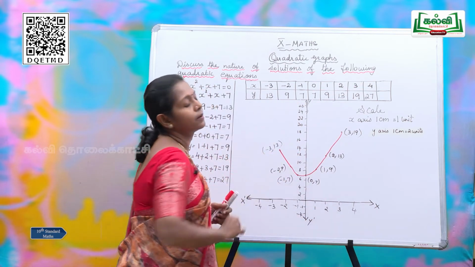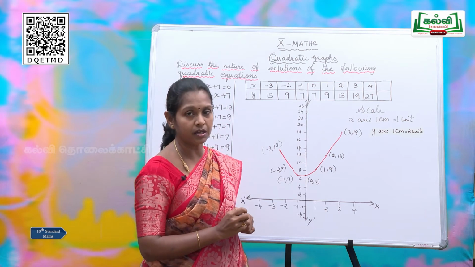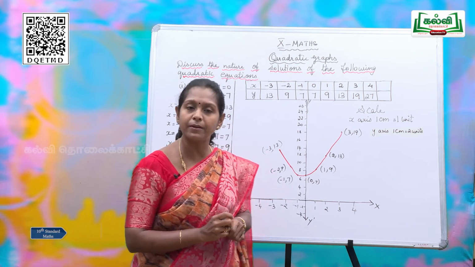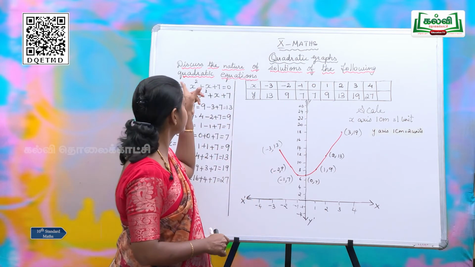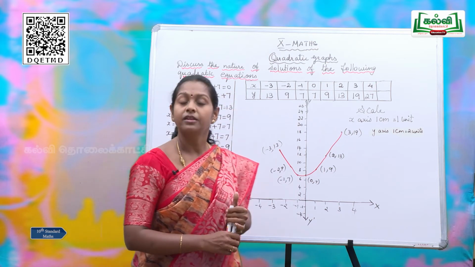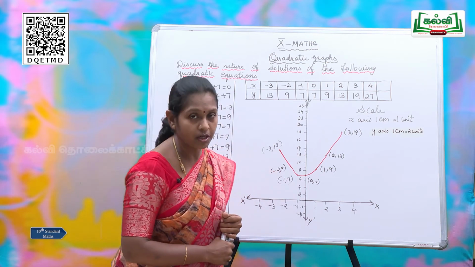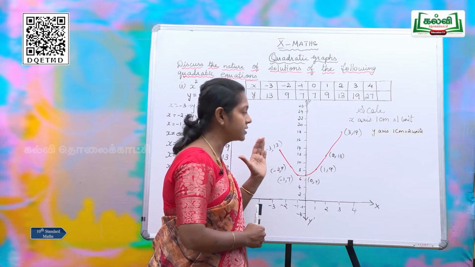What kind of parabola is it? I know this is a curve. It's a parabolic curve. Why is it parabolic? Because the given equation is what? Quadratic equation. That's why it is a parabolic curve. Okay. Now the final answer is what?